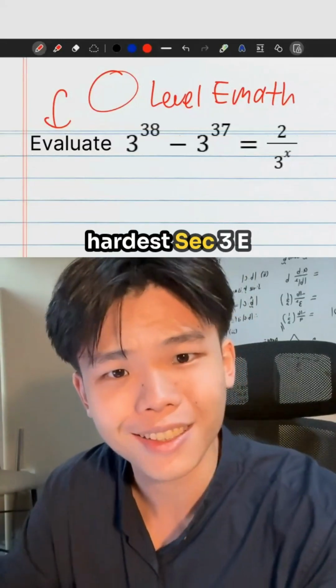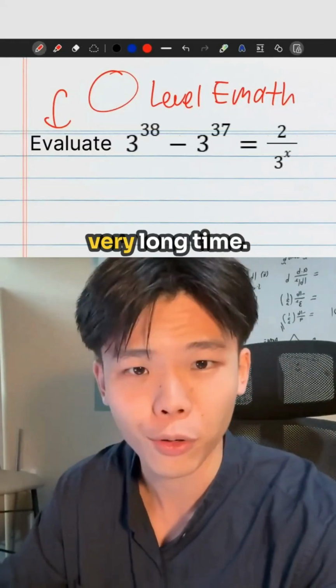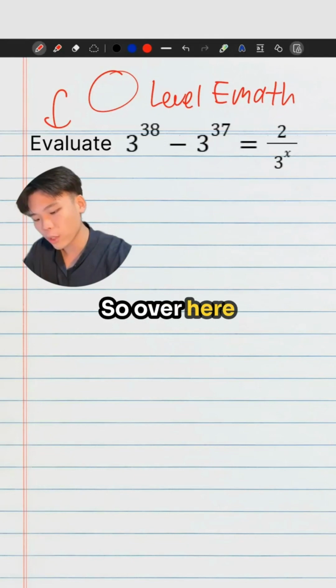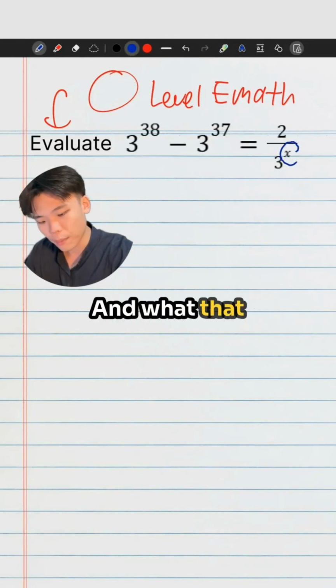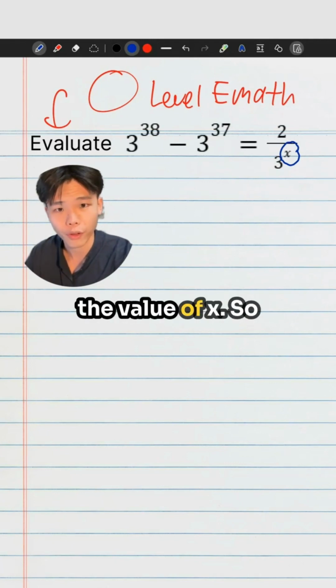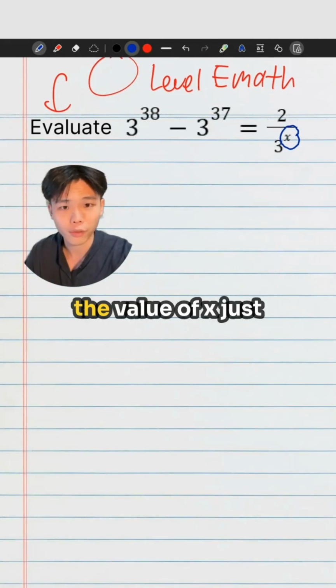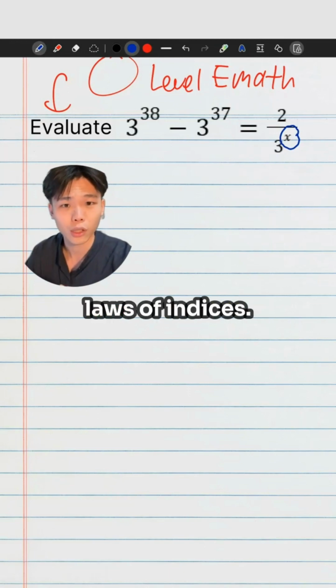This is one of the hardest Sec 3 EMath questions I've seen in a very long time, and can you do this question? So over here, we are asked to evaluate this equation, and what that basically means is that we are supposed to find the value of x. So how exactly are we supposed to find the value of x? Just by purely using the laws of indices.